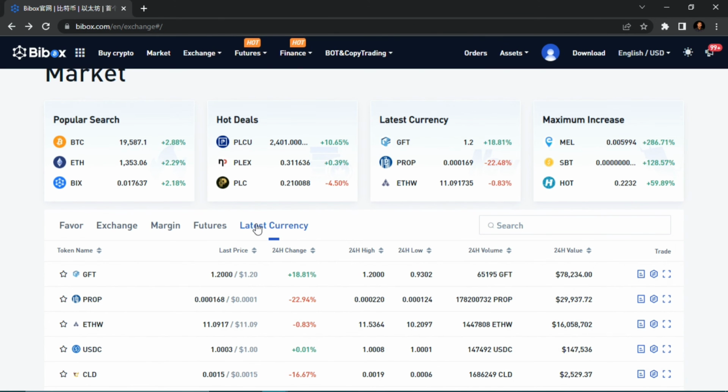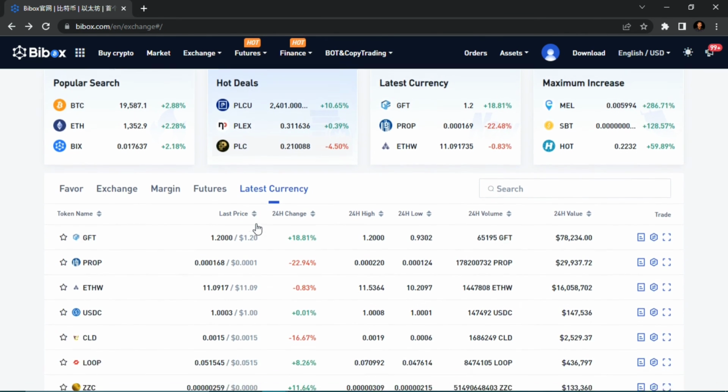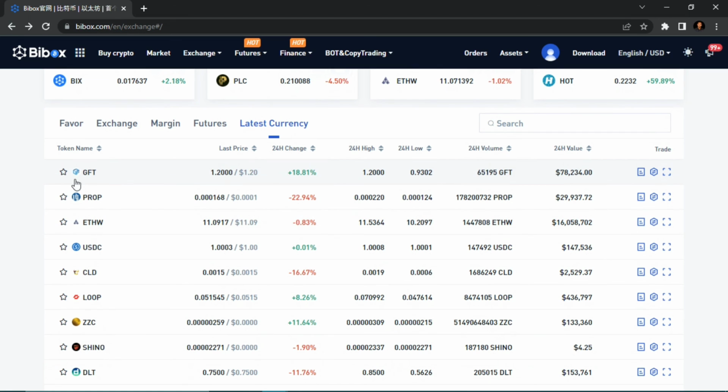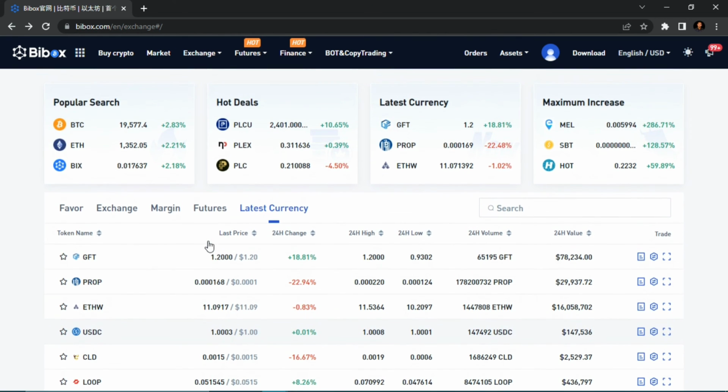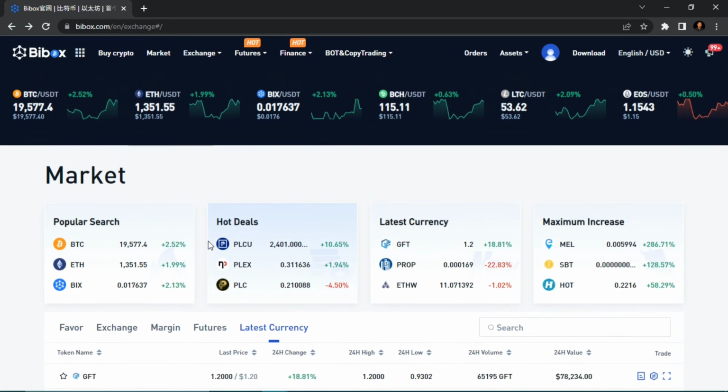This section shows the latest currencies that have been added to Bibox. So these are some that have been added: GFT, PROP, ETHW. So these are the latest currencies that have been added to Bibox.